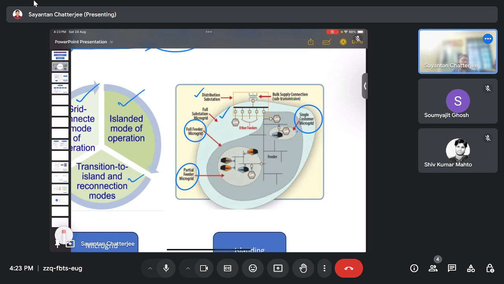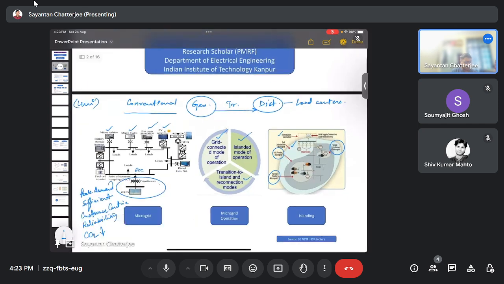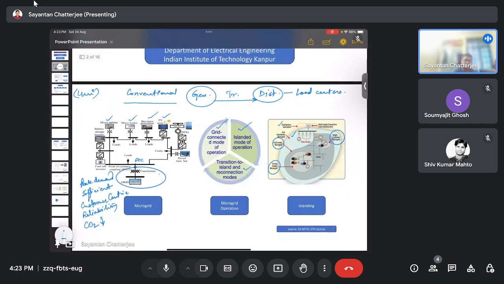We can also have the same operation at the other nodes, but the main fundamentals will remain the same, the single customer, full feeder, partial, etc. So that would remain the same. Okay, I think any doubts on the microgrid's islanding mode of operation?